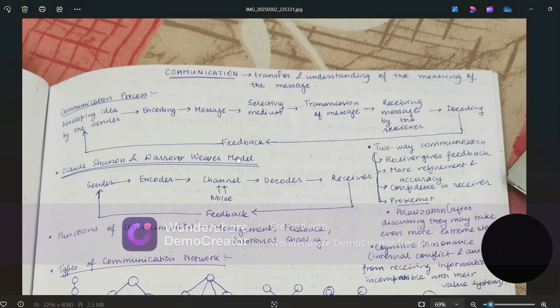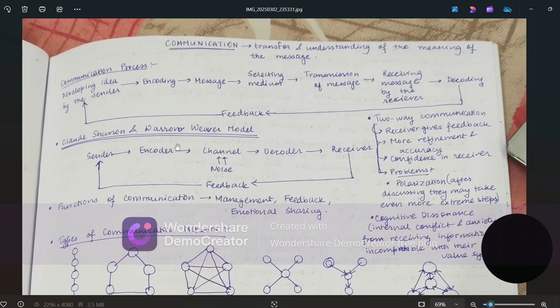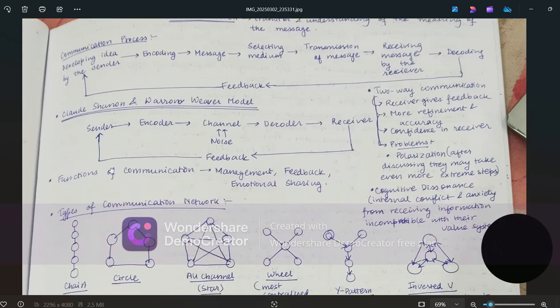Okay, so let's look at communication now. What is communication? It is basically the transfer and understanding of the meaning of a message. In the communication process, the first step is developing an idea by the sender. Then, through encoding, that message is transferred and the medium is selected. Then, the transmission of the message occurs. Then, the receiver receives the message and decoding is done, and required feedback is given to the sender, and this whole process keeps on continuing.